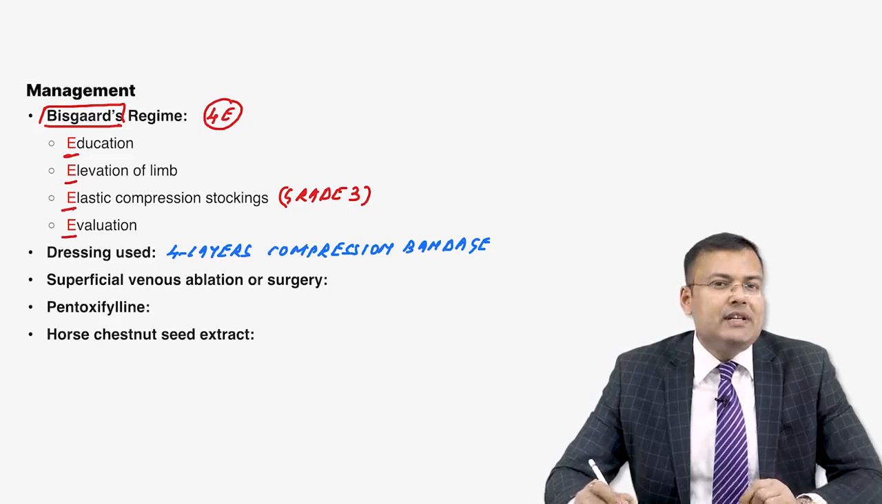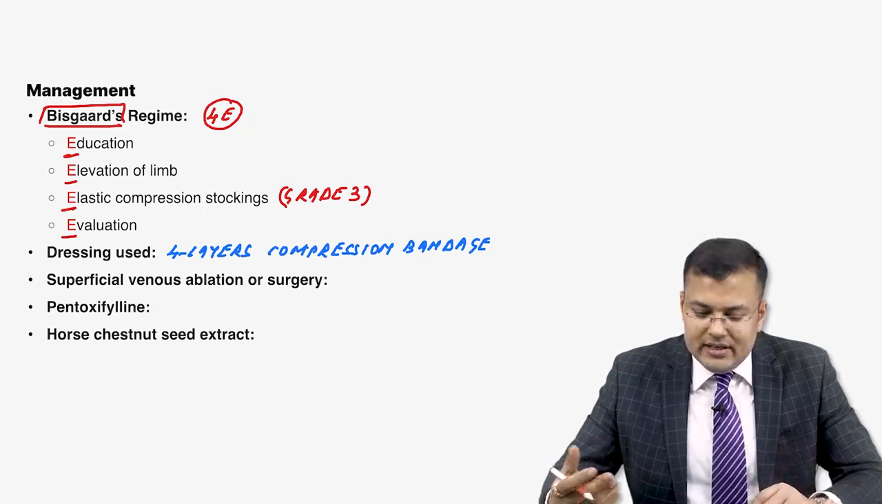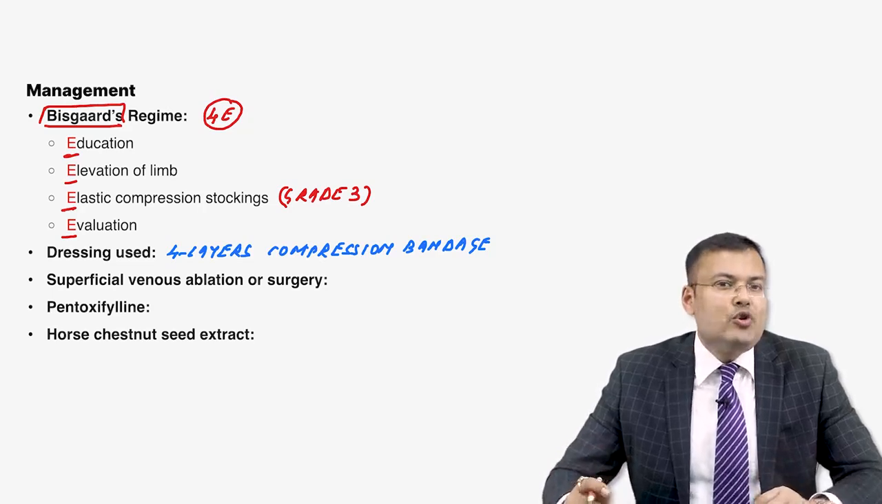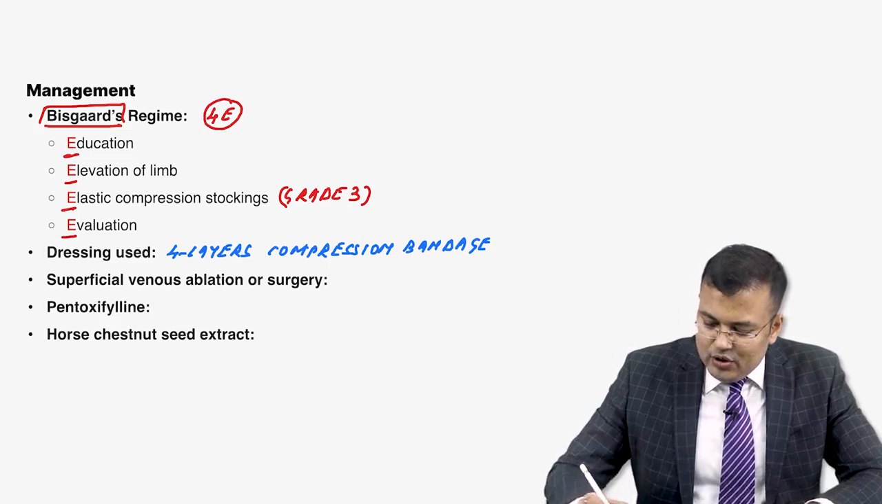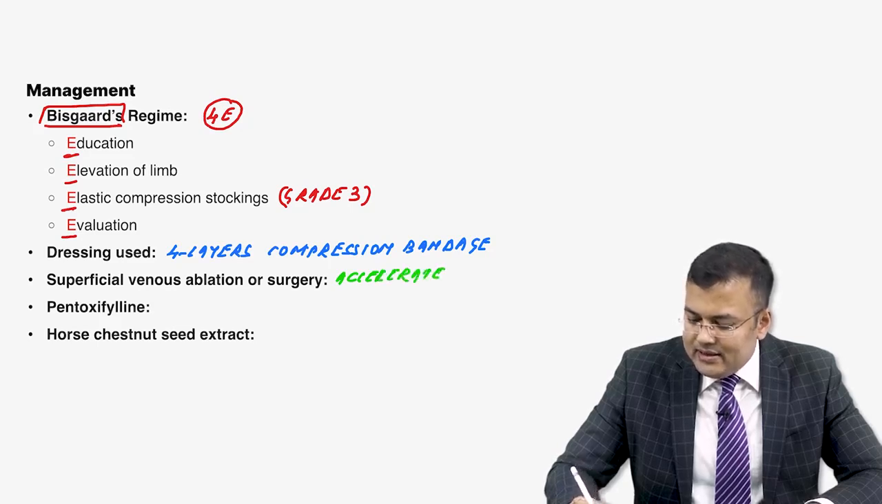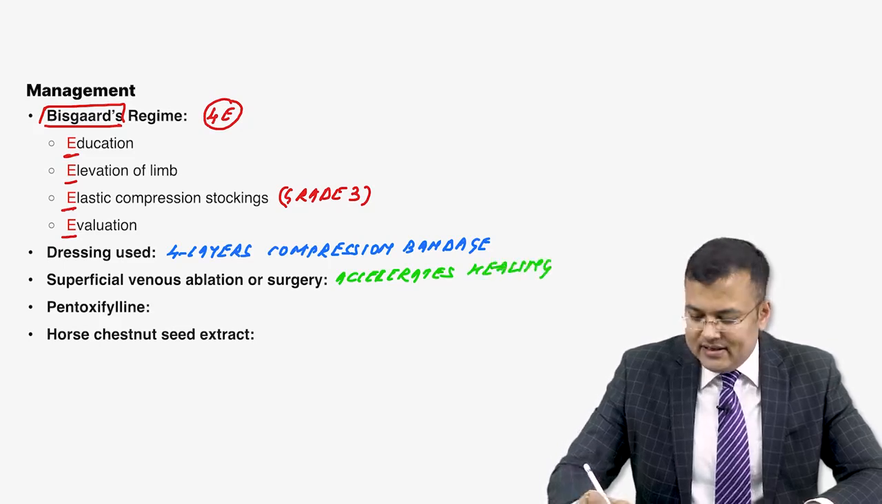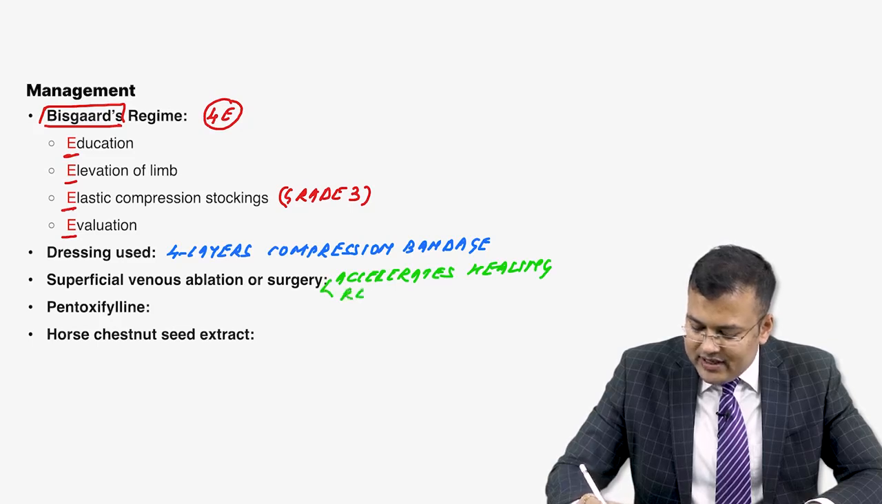There is superficial venous ablation or surgery. This superficial venous ablation or surgery is going to accelerate healing and reduce the recurrence. So it accelerates the healing and reduces the recurrence.